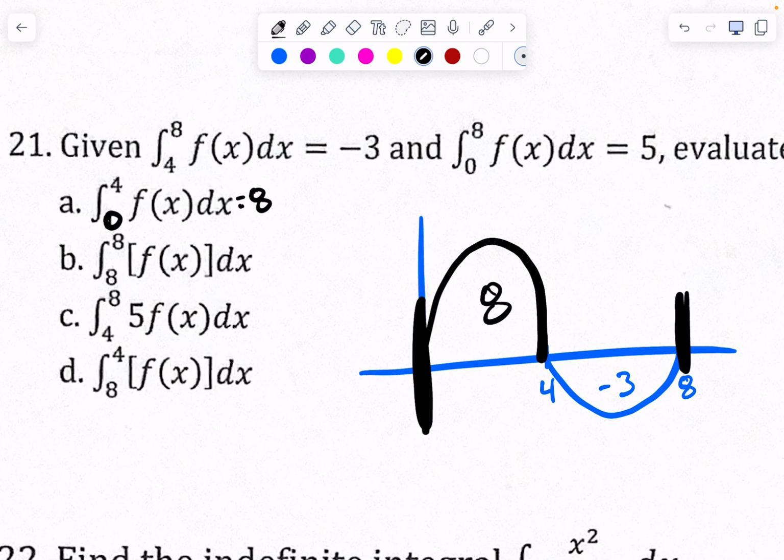But wait, is that the absolute value? Is that what those brackets are? The absolute value is a straight line. So when you're doing exponential, first of all, you want to make sure all your x's are going up by the same amount. And they are.